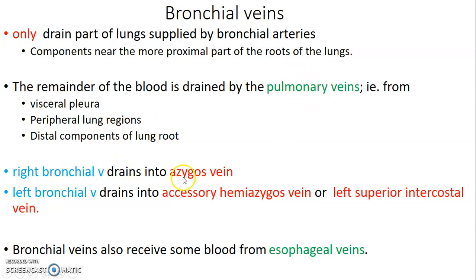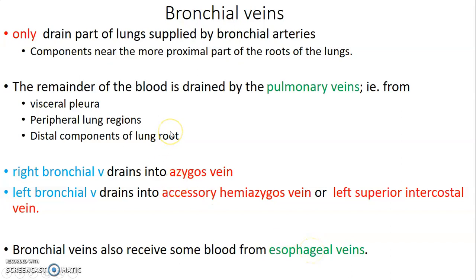The right bronchial vein drains into the azygous vein, while the left bronchial vein will drain into the accessory hemiazygous and the left superior intercostal vein. So just revisit the lecture on the posterior mediastinum and see what veins form. Bronchial veins also receive some blood from esophageal veins. So bronchial veins will drain the proximal part of the lung root and receive some blood from the esophageal veins.